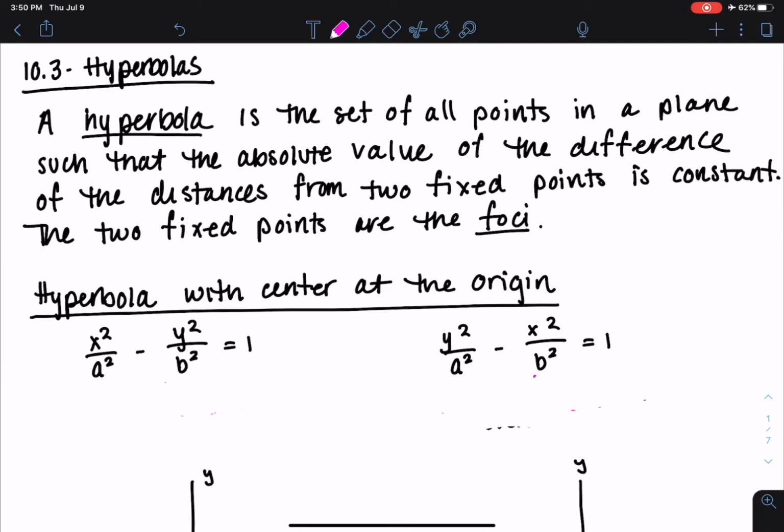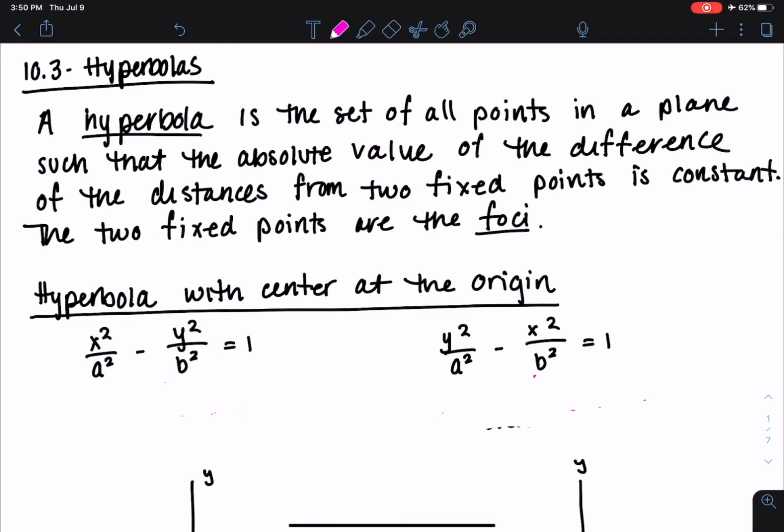In the last one, the sum was a fixed constant. Now it's the difference that is fixed. And just like we did with the ellipse, we're going to start with figuring out what's going on with the center being at the origin, and then we're going to shift it off to a different center (h, k). So we likewise have two different forms.